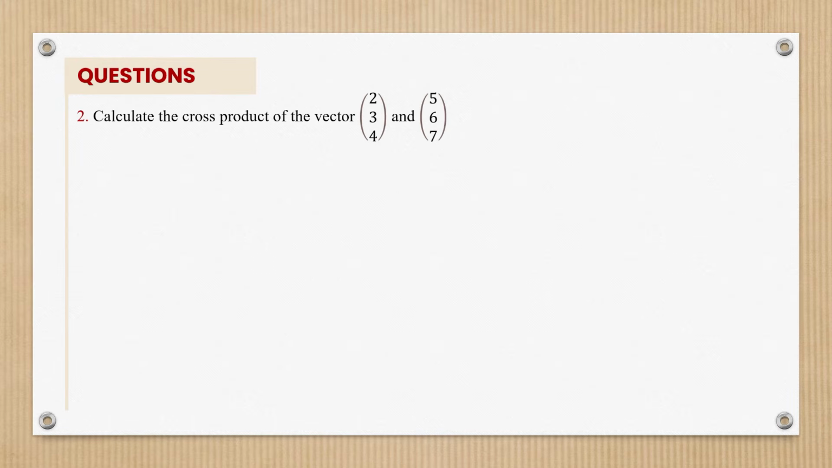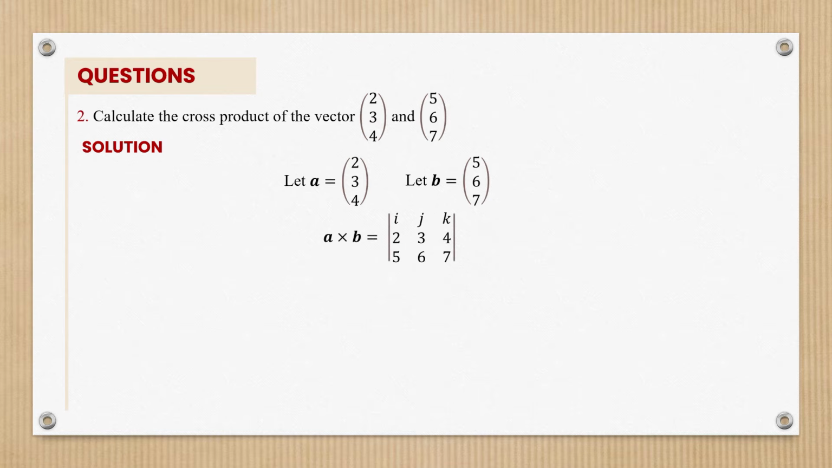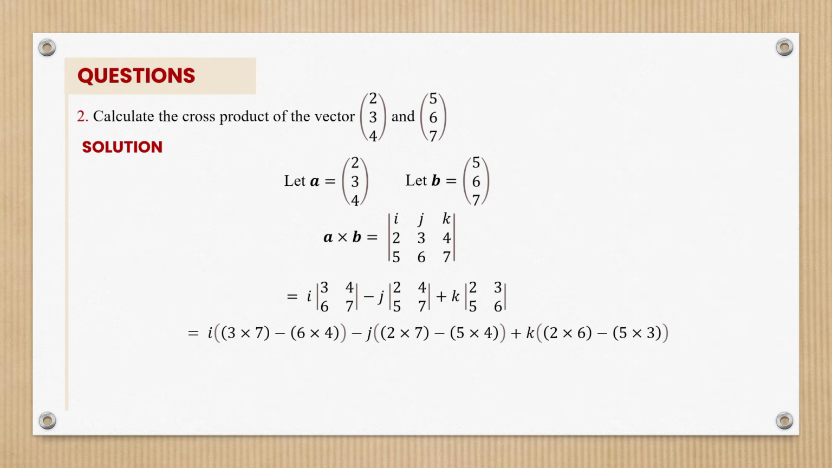Now calculate the cross product of the vectors. So these are the vectors we've been given. We're going to let a be equal to the first column vector 2, 3, 4. Then b is going to equal the second column vector 5, 6, 7. So now we're going to get the vector product. So this is the determinant representation. We expand it. Then when we expand it further, this is what we're going to have. And then when we simplify this further, we're going to have negative 3i plus 6j minus 3k. And that is the answer.